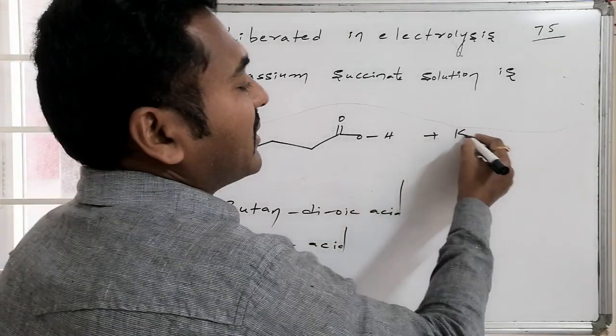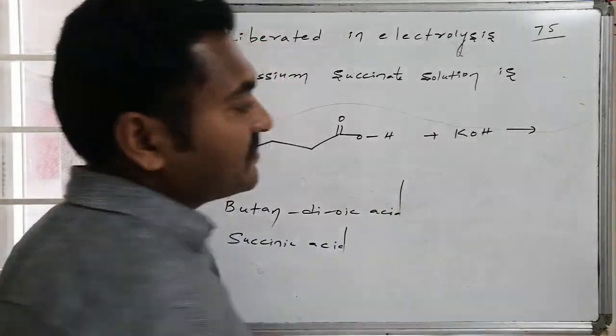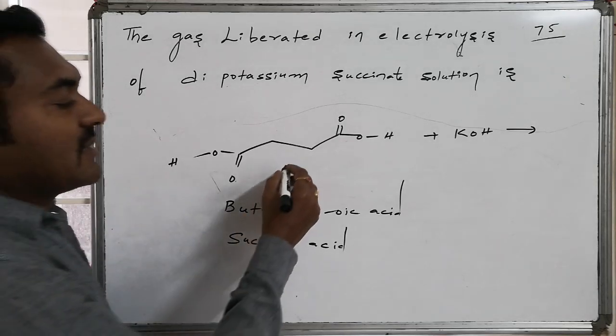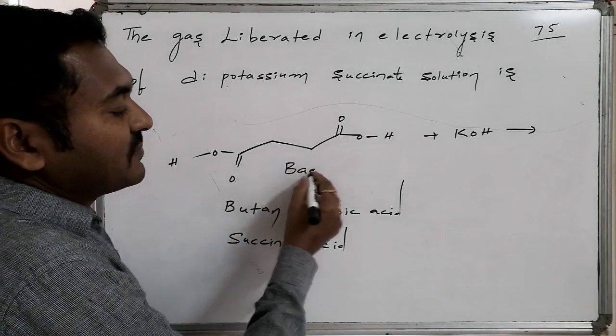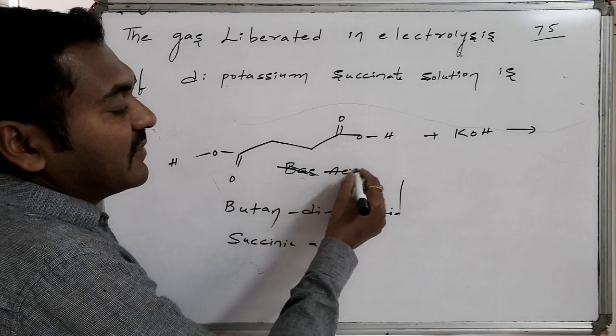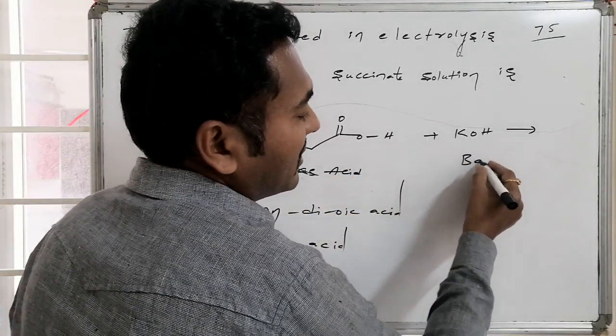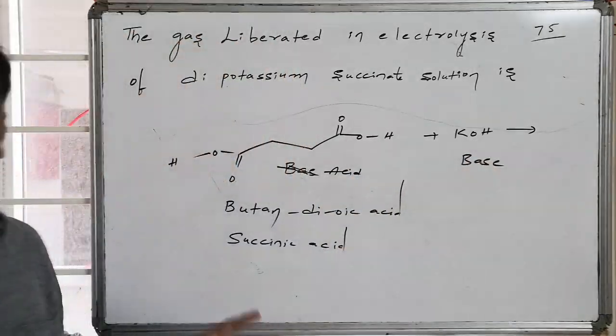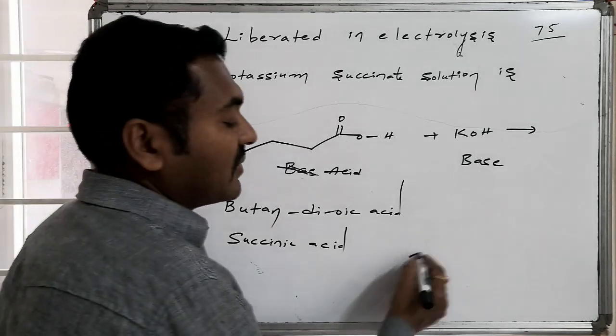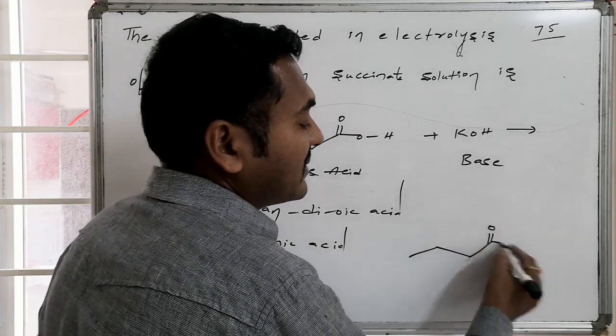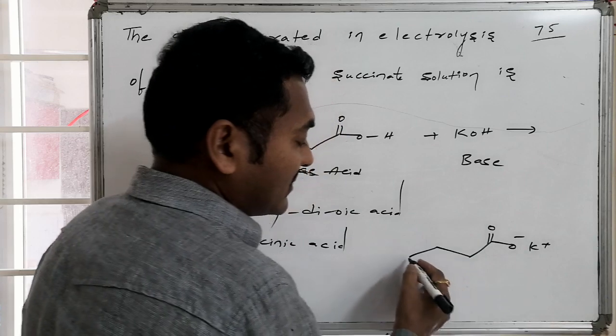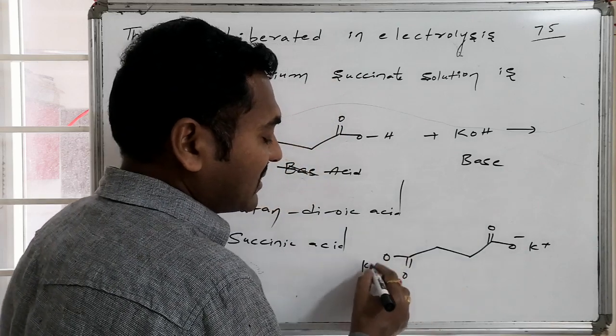Whenever this is allowed to react with potassium hydroxide, an acid-base reaction takes place. This is base, this is acid. This acid, whenever allowed to react with the base, neutralization occurs. As a result of neutralization, water followed by salt formation takes place. This is the salt, known as potassium succinate.